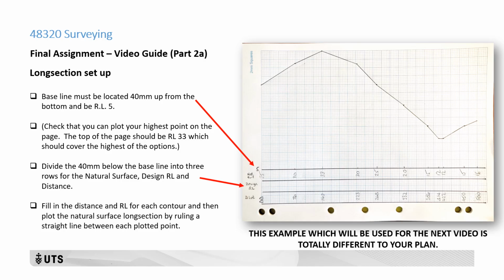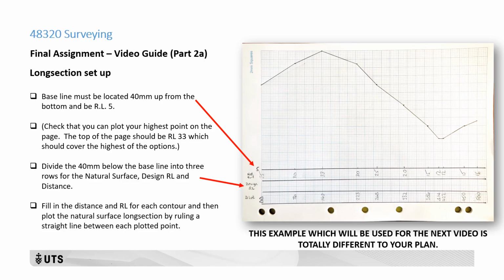Use your sheet of paper that has the contours and the chainage and plot along the baseline the distances for each of your contours. You can see the little ticks along the baseline. Below that, in the distance and natural surface rows, fill in the numbers, making sure that the numbers straddle the plotted point. A good example is the 160 and 33 RL. You can see that that straddles exactly on the line.